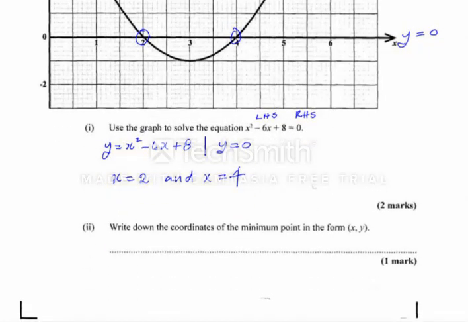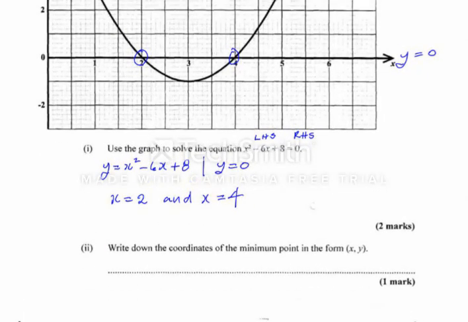Next, we're asked to write down the coordinates of the minimum point in the form (x, y). This is the minimum point on the graph. That's a minimum turning point, and the x value here is x is equal to 3, and the y value down here is y is equal to minus 1. So the coordinates of the minimum point are x, which is 3, and y, which is minus 1.